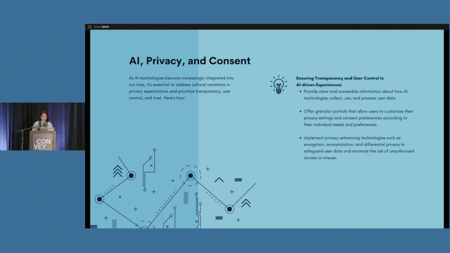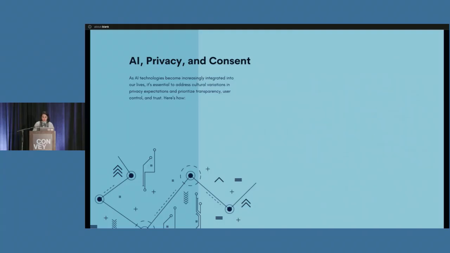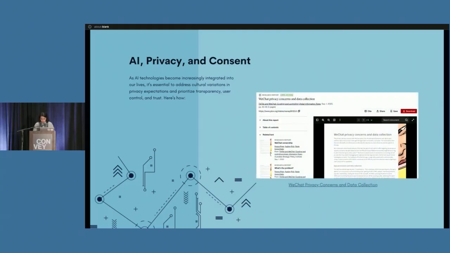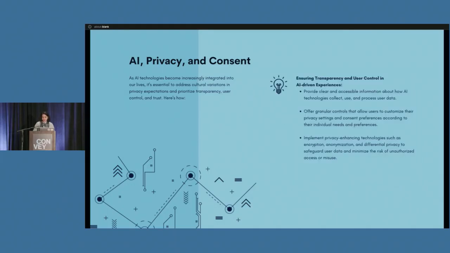The other aspect of the AI privacy and consent is what we mean by ethical and responsible AI. We're basically talking about the concept of transparency, reliability, and user control when it comes to AI and the data sets that it uses. We must provide clear and accessible information about how the data is being gathered and used.